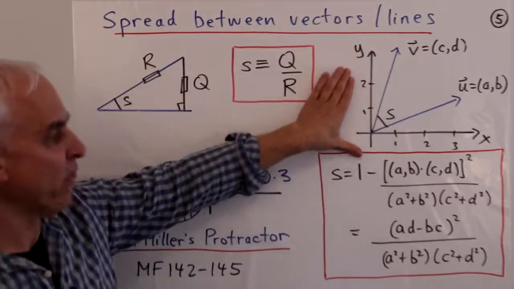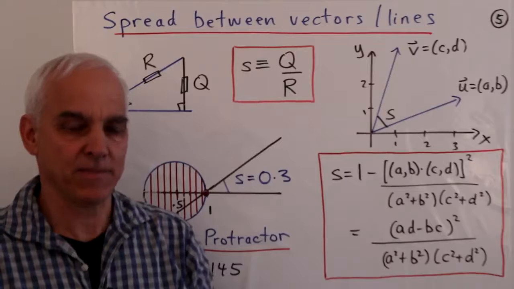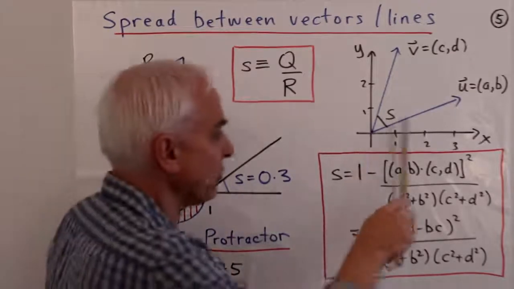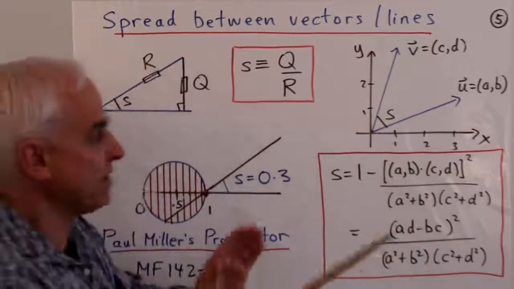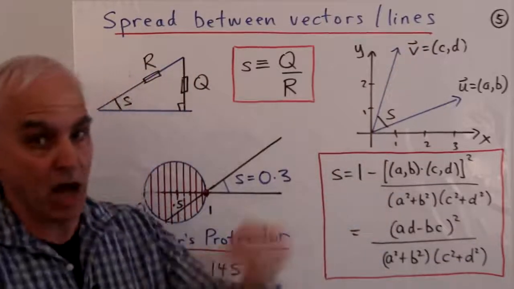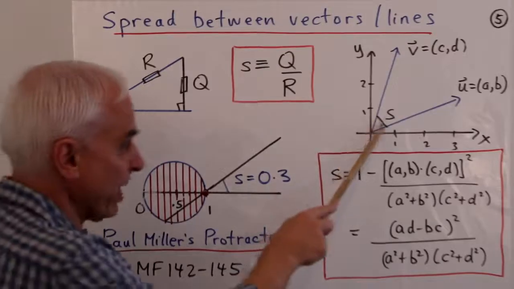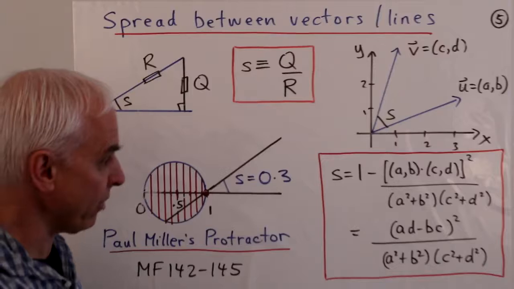Now, in the Cartesian framework, there's also a very nice and elegant way of thinking about it. And we don't have to go outside the framework. We have two vectors, u equals ab, v equals cd. We're interested in the spread between these two vectors, or the spread between the corresponding lines that they generate. What's that spread S?